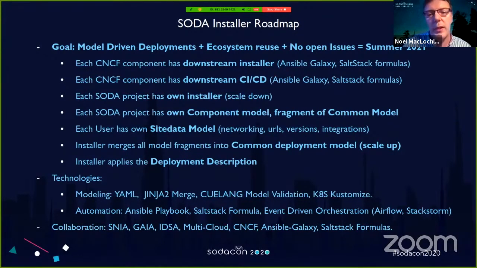And maybe, we're using Helm at the moment, maybe start looking into Kustomize, which is merged into Kubernetes kubectl. So I think with those 4 technologies, YAML, Jinja 2, QLang, and Kustomize, we can use those all together and start building a really powerful installer. And the automation, once we have a very good model, we can feed those models into Ansible or SaltStack, or maybe even Airflow and StackStorm as well for the orchestration.